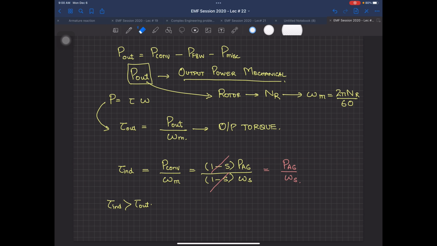And remember, omega s and omega m, they both are different over here. Omega s corresponds to speed ns, and omega m corresponds to speed nr. Ns is the synchronous speed, and nr is the rotor speed over here. Any questions with this, G?